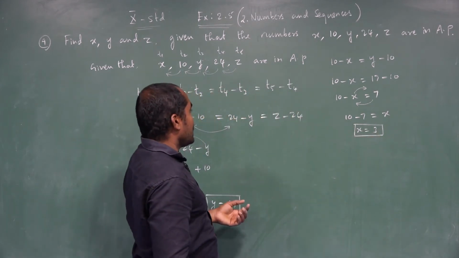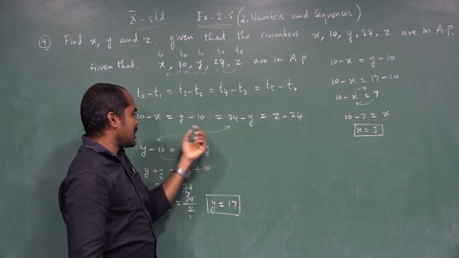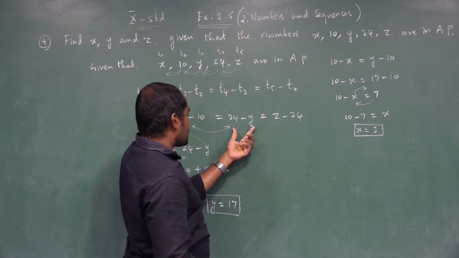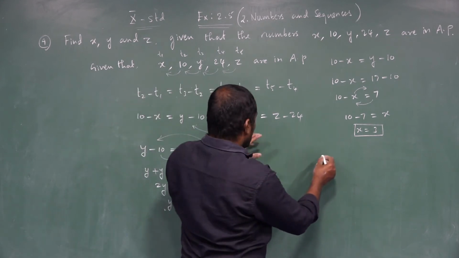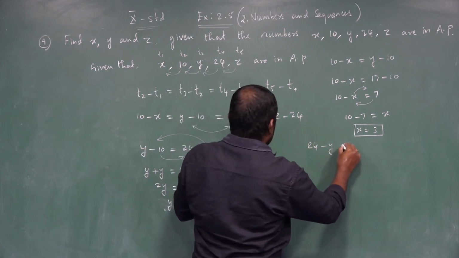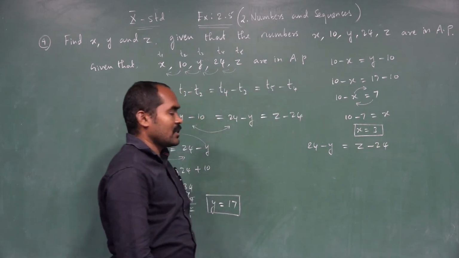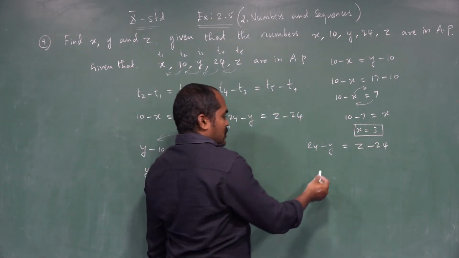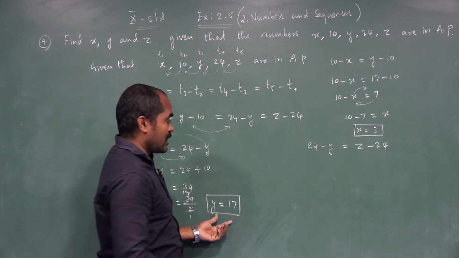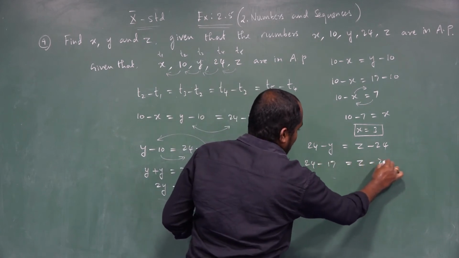So now equating third and last, or first and last, or second and last. Equate any one. So I am going to equate last two. 24 minus y is equal to z minus 24. So we know the y value. Y value is 17. So 24 minus 17 equal to z minus 24.